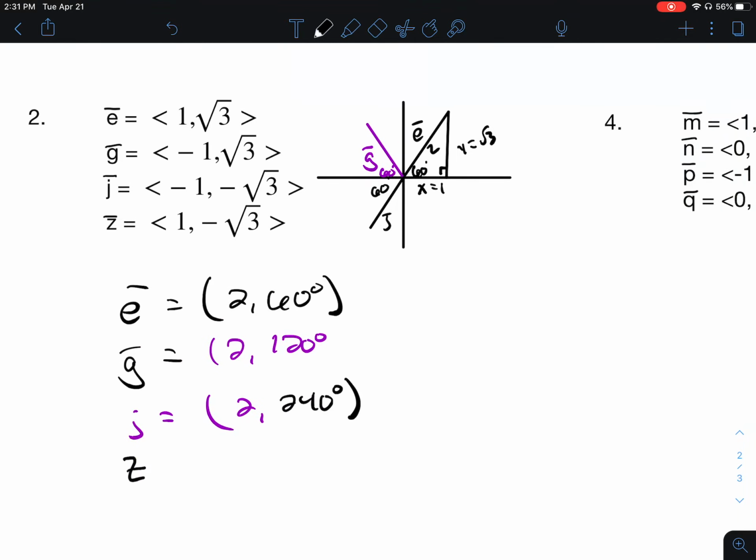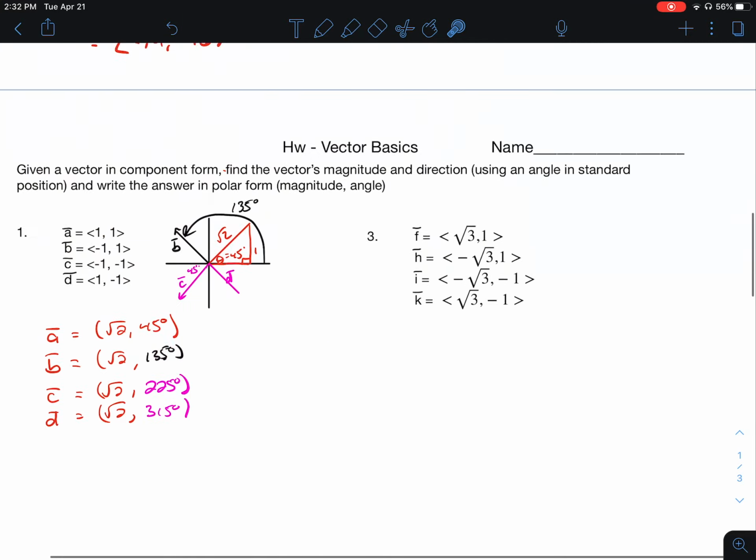And then vector Z, which is going to be in quadrant 4, if its reference angle is also 60 degrees, it's going to make the angle in standard position 360 minus 60, which is 300 degrees. Once again, they all have the same magnitude because they're the same. They have the same lengths for legs, just the orientations are different. Let's check out number 3.